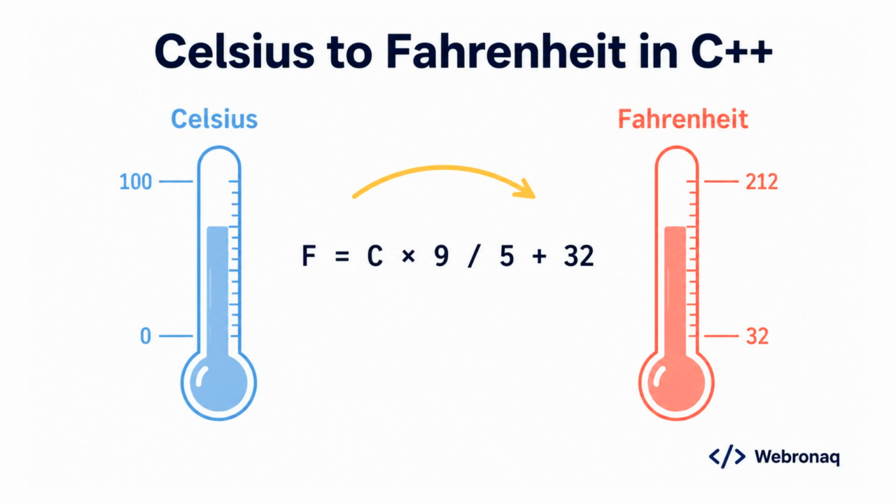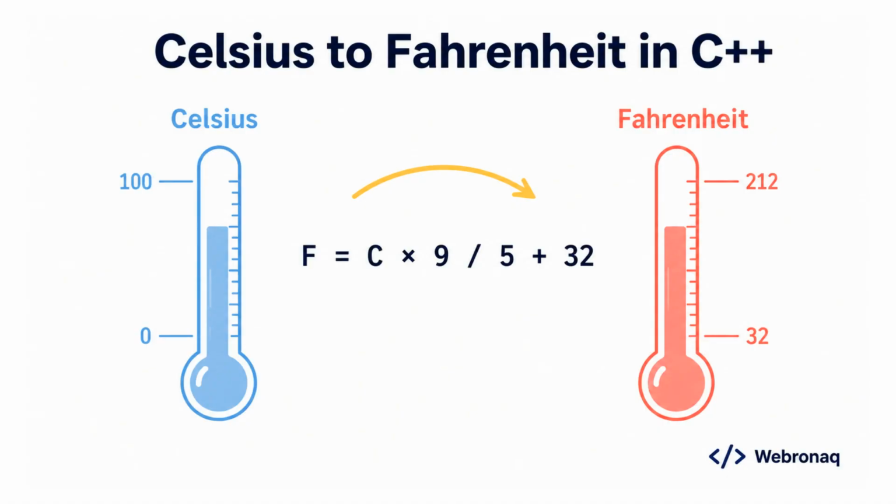Hello friends. In this video, we are going to write a small C++ program that converts a temperature from Celsius to Fahrenheit. The formula itself is something you have probably seen in school. Fahrenheit equals Celsius times 9 divided by 5 plus 32. Simple math. But here is the interesting part.